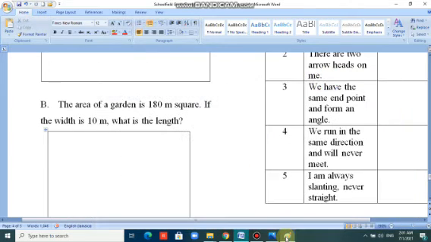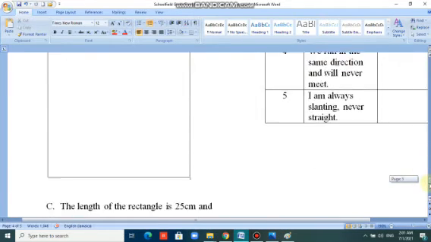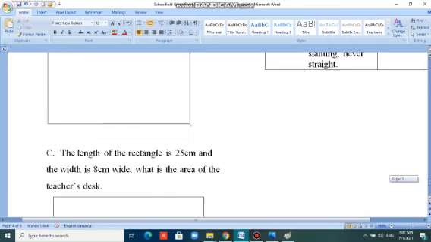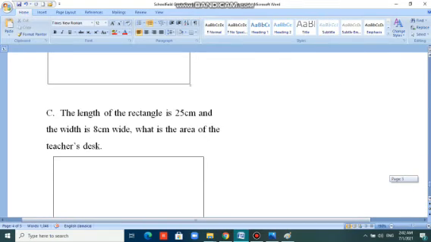Alright? So the area of the garden is 180 meters square. If the width is 10 meters, what is the length? So the answer is the length is 18. All right. Moving right along. Almost finished now. Don't become weary now.